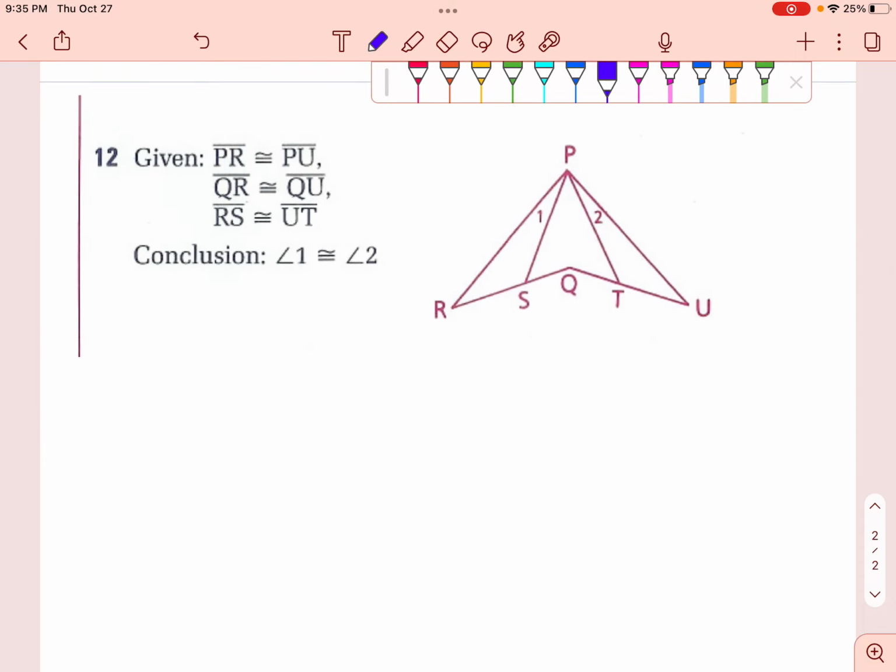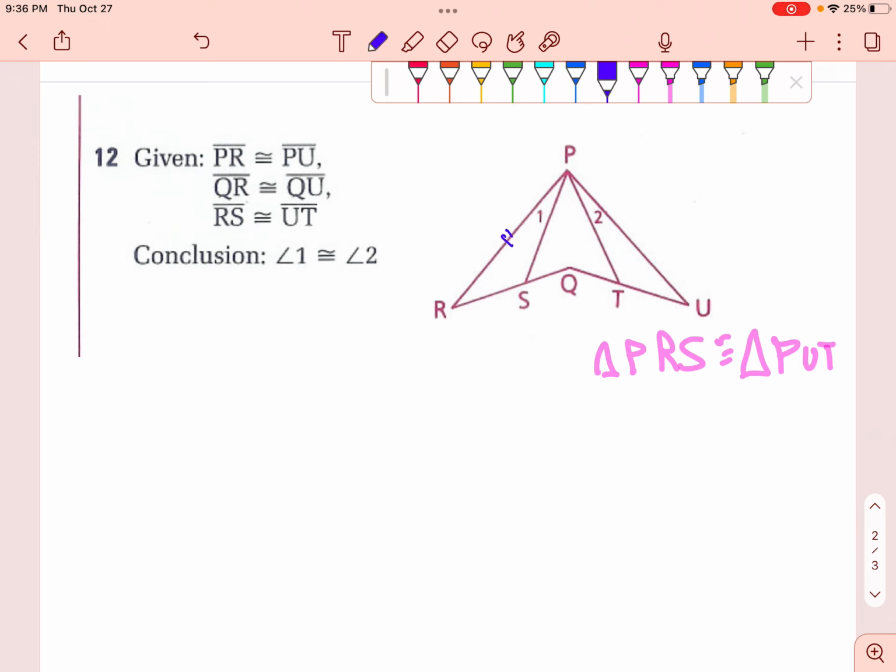Okay, so once again, I just look at what I'm trying to prove. So I'm trying to get angle 1 equal to angle 2, which means I'm trying to get this pink triangle equal to this triangle. So in the back of my head, I'm trying to get triangle PRS congruent to triangle PUT. Okay, so this is what I'm going to try and do. Now let's regroup and see what they give me.